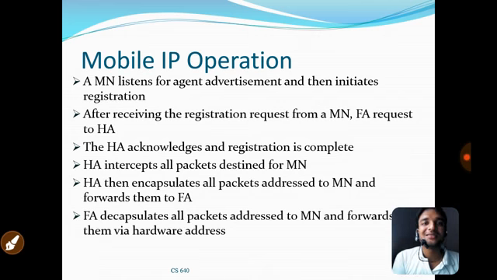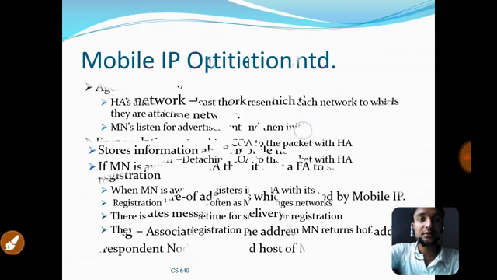Okay. Mobile nodes listen for agent advertisement and then initiate the registration. After receiving the registration request from the mobile node, the FA requests the HA. The HA acknowledges the registration is complete. The HA intercepts all packets destined for the MN. The HA then encapsulates all packets addressed to the MN and forwards them to the FA. The FA decapsulates all packets addressed to the MN and forwards them via hardware address. The simple thing. Okay.